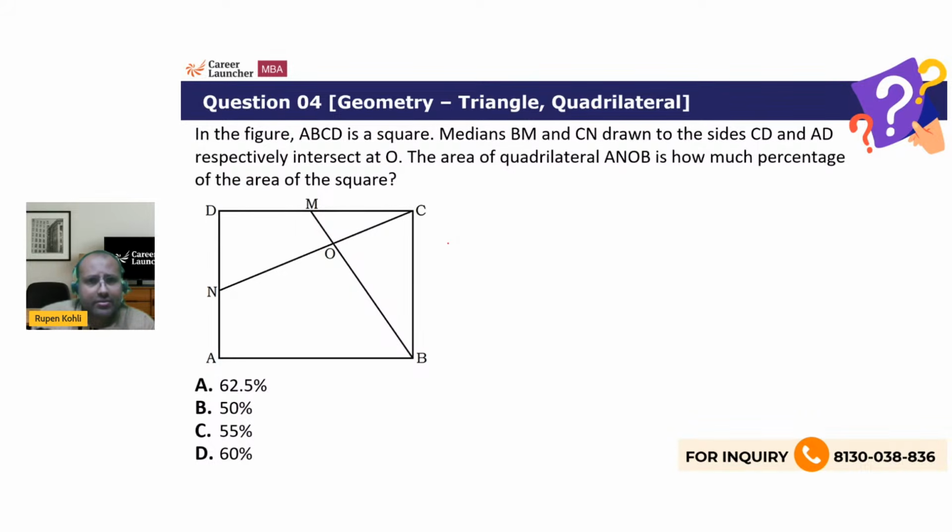Okay, so what's the question? ABCD is a square, and medians are drawn, BM and CN, right? We are asked the area of this quadrilateral formed by the intersection of the medians, which is A and OB, this quadrilateral. Its area is what fraction or proportion of the area of the square? Since medians are drawn, I would take the side length as not A but 2A, so that half of that we can write simply as A. So I'm taking 2A as the side length, so MC is A, and the whole of CB is 2A, right?